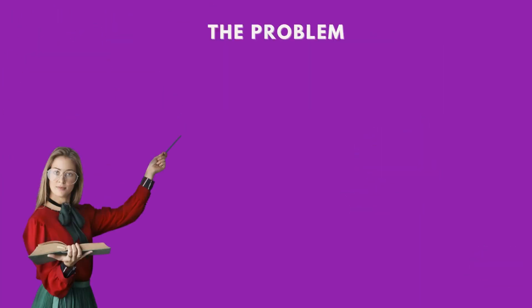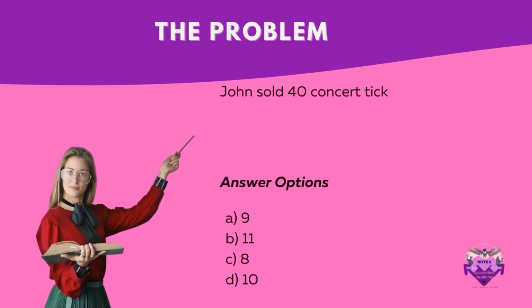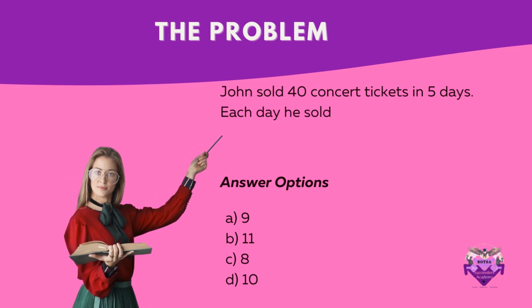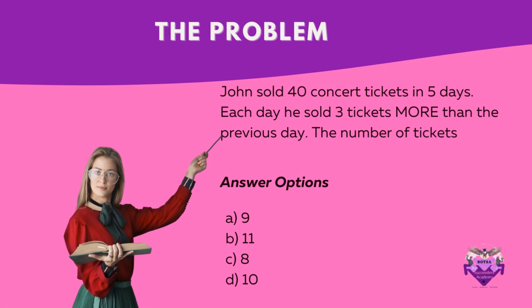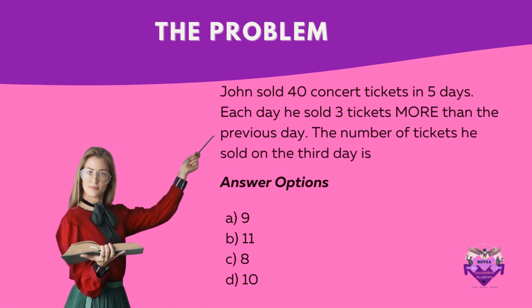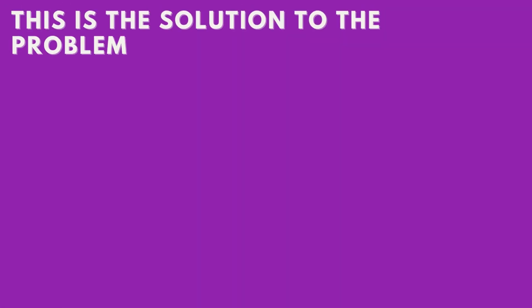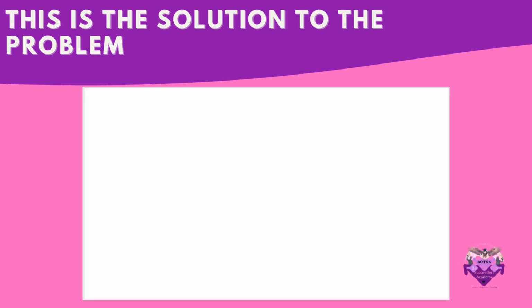Now you have the problem that was presented, that Raquel Natasha answered correctly, which was 8. Okay, so let's work this problem. If John sold a total of 40 tickets in 5 days, and they are saying that the number of tickets he sold each day was 3 more than the previous day, they didn't tell us how many tickets he sold on the first day.